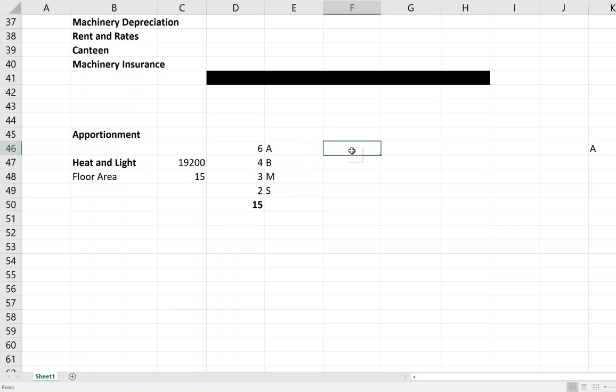So now, taking the total cost divided by floor area multiplied by floor area of A. Total costs divided by floor area multiplied by floor area of B. So I'm going to do this for all of these departments. We have M and we have S.